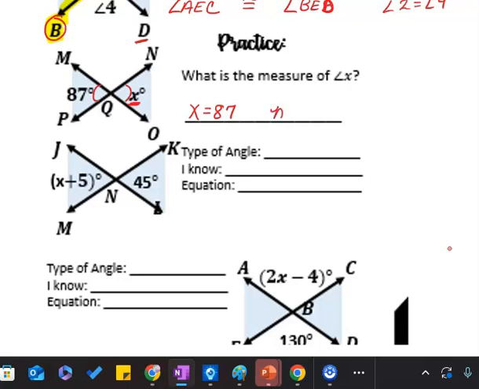I could also say, here's another little thing for you to learn, the measure of angle NQO is equal to, well, if x is 87, then the measure of this angle is 87 degrees. So another little thing for you to learn, this little m in front of the angle means the measure of. Okay? All right, let's look at our next problem.